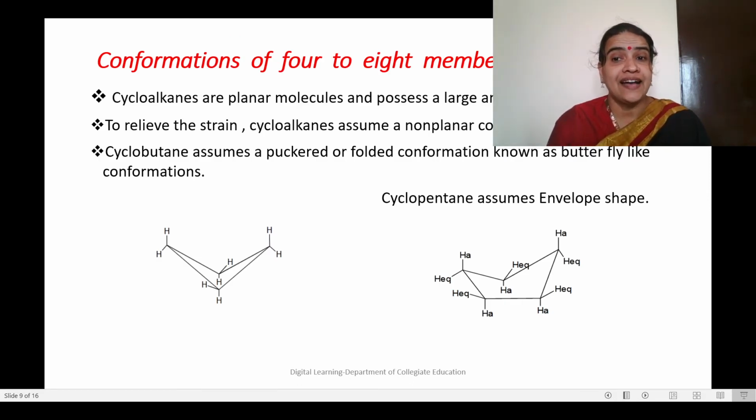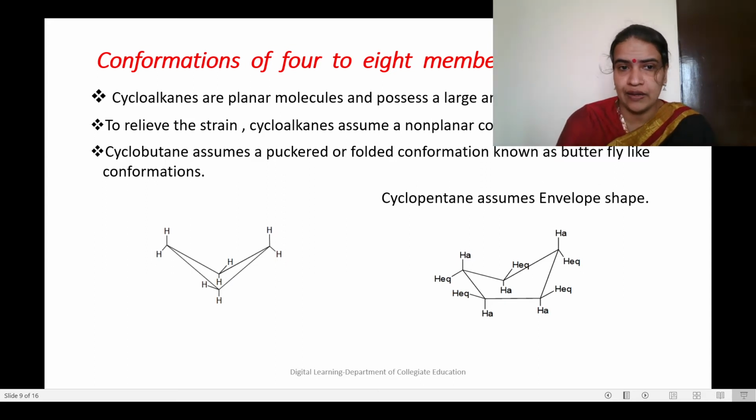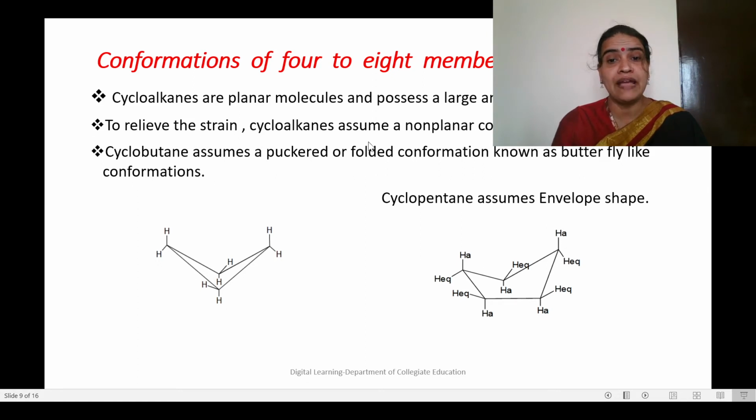Now coming to the other members of the cycloalkane family, which start from cyclopropane, cyclobutane, cyclopentane, cyclohexane, cycloheptane, etc. They would all be planar molecules, and they would possess large angular strain. So to relieve the angular strain, cycloalkanes assume a non-planar configuration. So what type of configuration? Each cycloalkane assumes a different configuration.